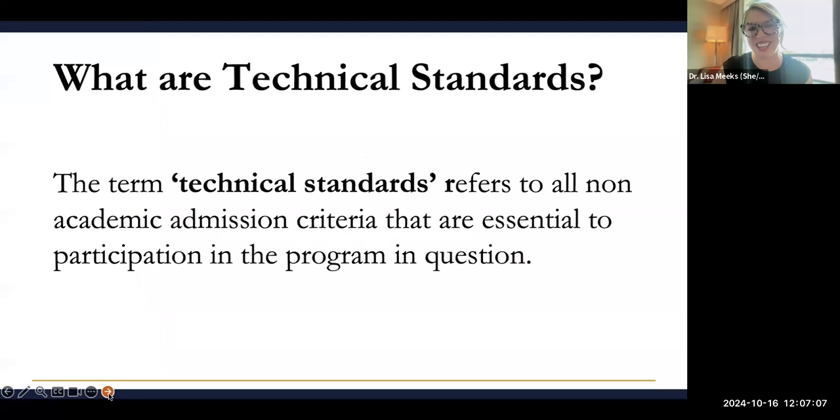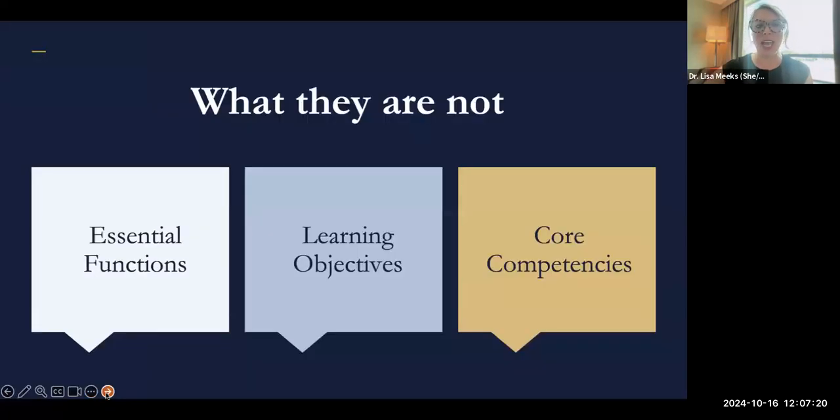Wonderful. Thank you, Anne. So what are technical standards? Well, the term technical standards refers to the academic admission criteria that are essential for participation in a program in question. And what the technical standards are not, I think, is equally important. We want to make sure that you understand the differences between technical standards, essential functions, learning objectives, and core competencies. These are things that are often conflated.